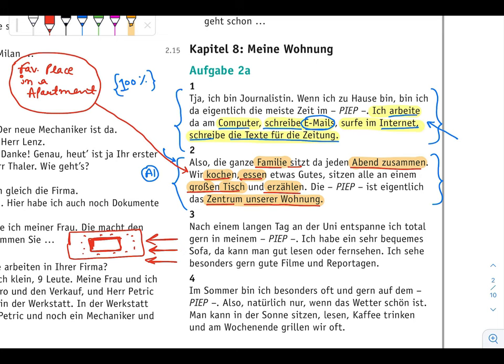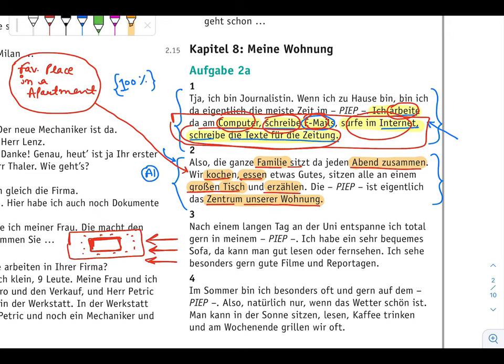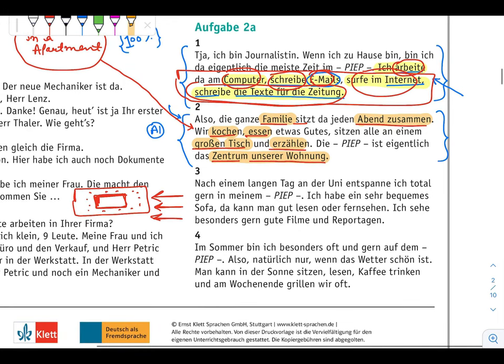In the first one also, we can check. For example, they use here the word arbeiten. Where I work, where there is a computer, schreibe emails, surfe im Internet, schreibe die Texte für die Zeitung, means they are talking about the Arbeitszimmer. Okay. Again, with this trick, we will do Nummer 3. Then again, we will check. 3.